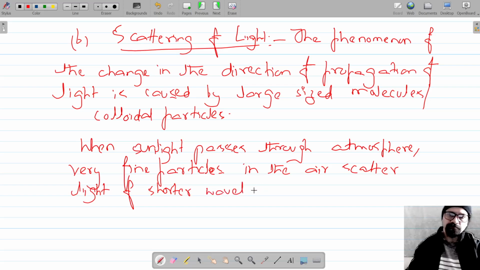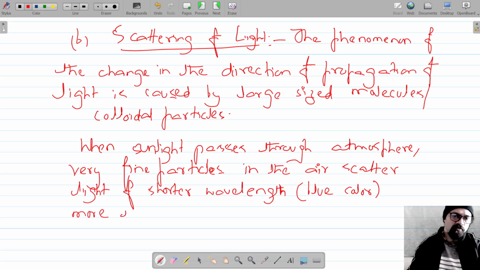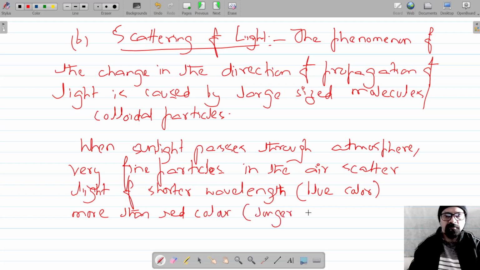because their size matches the order of the size of the blue light. So light of shorter wavelength, which is blue color, is scattered more than the red color, which is of longer wavelength. So this is the reason. So when sunlight passes through the atmosphere, very fine particles in the air scatter light of shorter wavelength, that is blue color, more than the red color. That is why the sky appears blue.